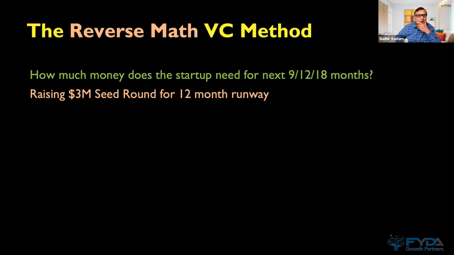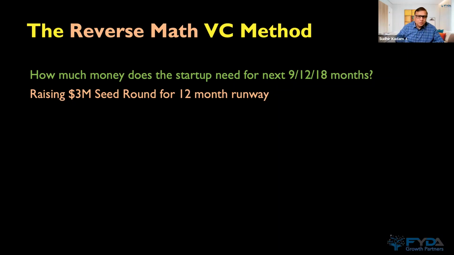In the reverse math, the VC will see how much money the startup needs. So he will look at your milestones. Very important. What milestones are you going to achieve? Why do you need money to achieve those milestones? Where are you going to spend? He will look at all that, and he will look at how long it is going to take for you to reach those milestones: 9 months, 12 months, 18 months. That is the runway. We call that a runway, and that is the runway he's going to give you.